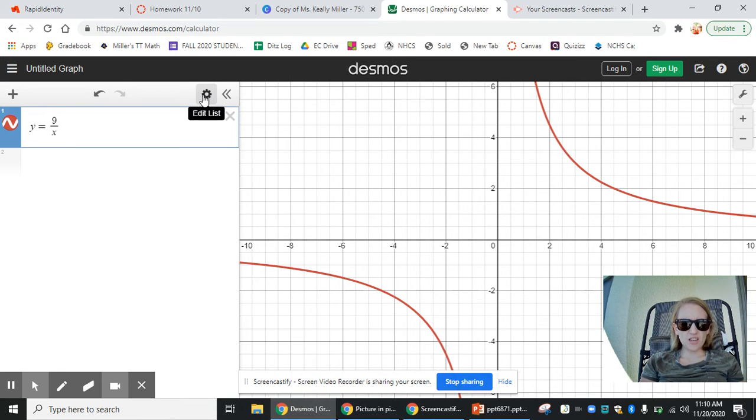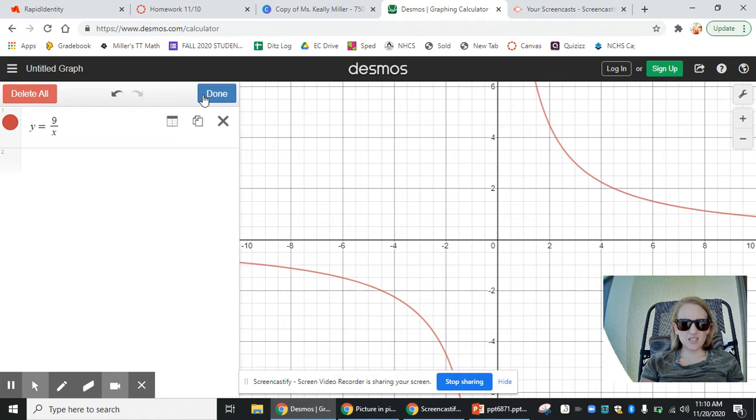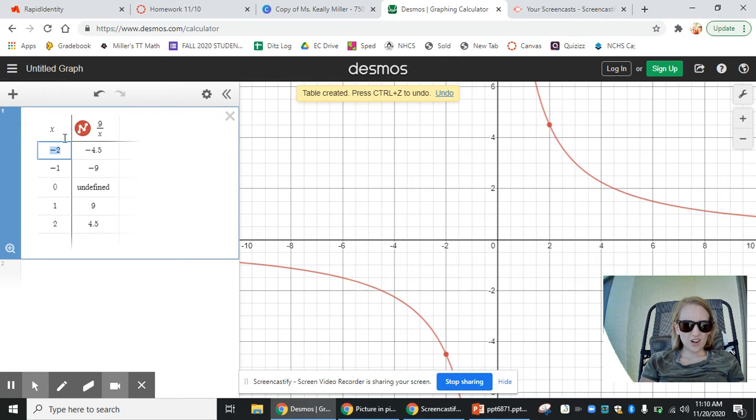If you click right here on this little gear, it brings you to this, and you can go to convert to table. All right, so here we have a table of values. These are the x values that we could put in, and these are the y values we get out.